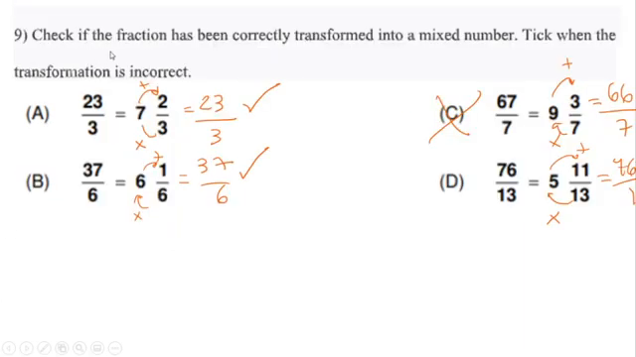Question 9, check if the fractions have been correctly transformed into a mixed number. Tick when the transformation is incorrect. So the first one is correct. The second, he wants the wrong one, not the right one. So the wrong one is letter C, right? 66 over 7, and it's 67 over 7.